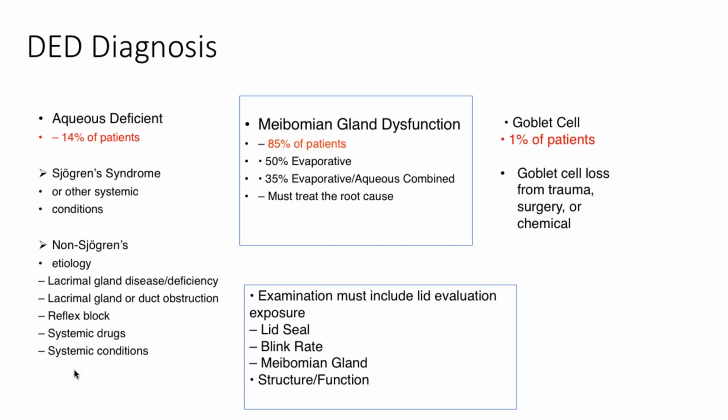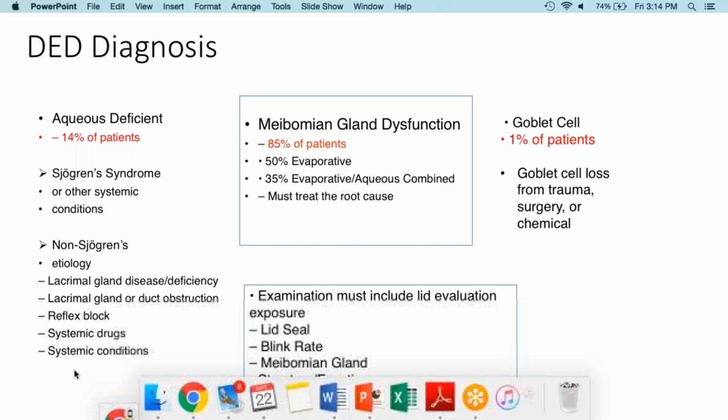Contraceptives can give these issues. Drugs used for the treatment of hypertension and thyroid disease would all fall under your aqueous deficient problems. Your goblet cell disorders will typically be cell loss because of trauma, LASIK cases, even vitamin A deficiencies. Whereas meibomian gland disorders will be all your other causes.